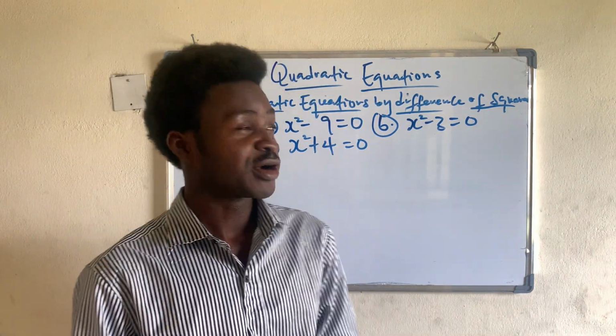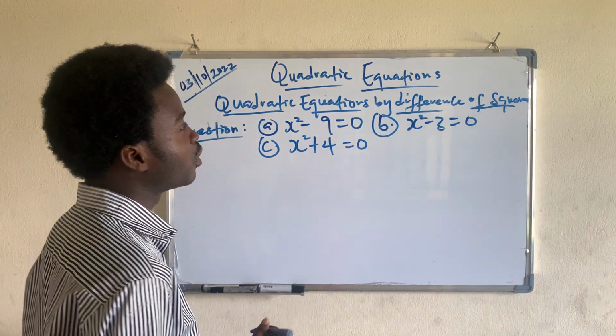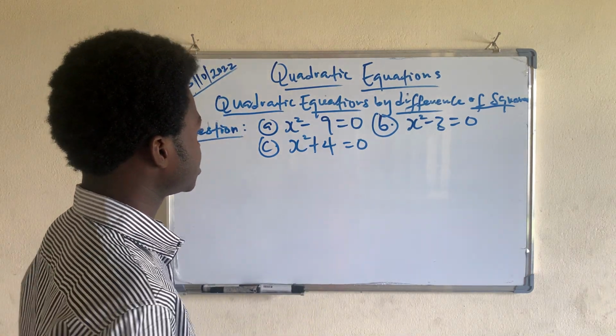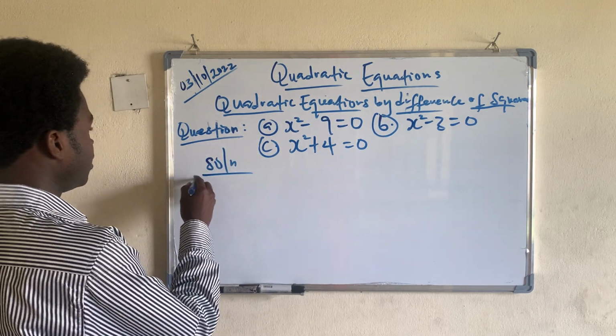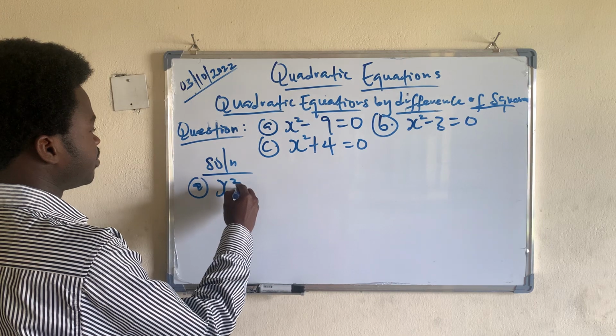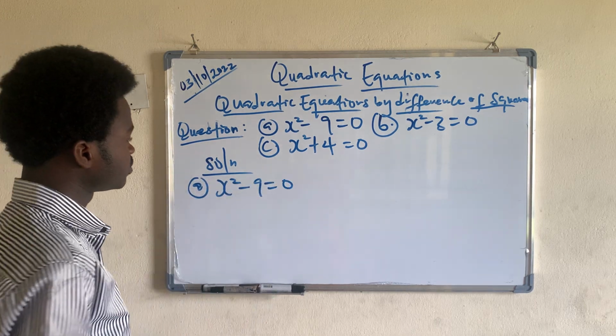Difference of squares. Okay, follow through the class. Let's see how we solve these quadratic equations. Solution: we have a, x squared minus 9 equal to 0.